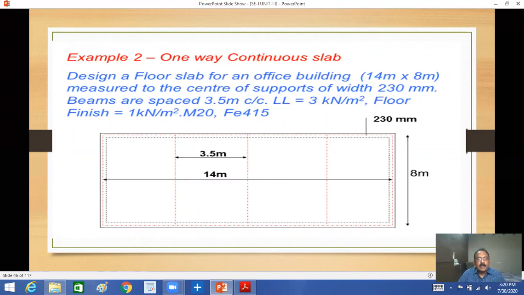See, the width of your span is 3.5 meters center to center, and at the edge is this dotted 230 mm. This is the problem. You have to understand the plan, observe the problem, see the Y, and this is equal to 8 meters, that is 14 meters by 18 meters. Here 8 by 3.5, all one-way slabs.